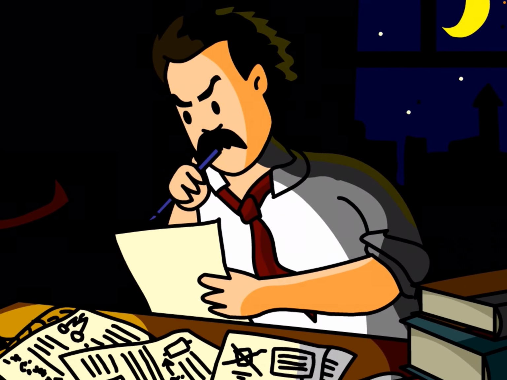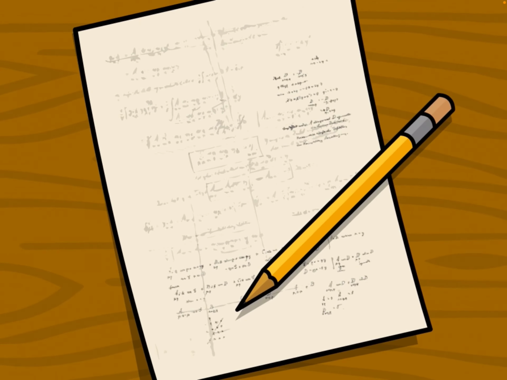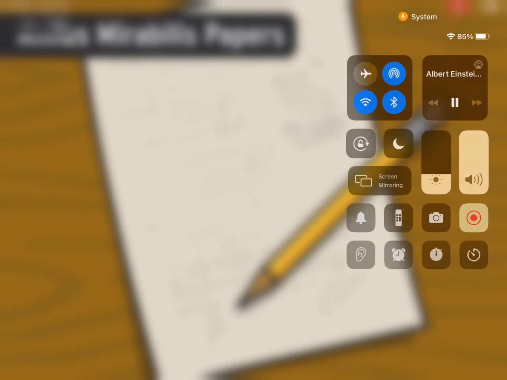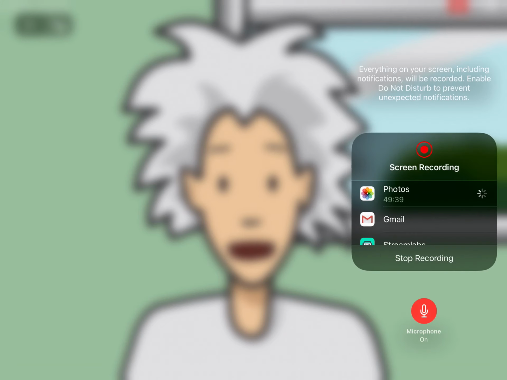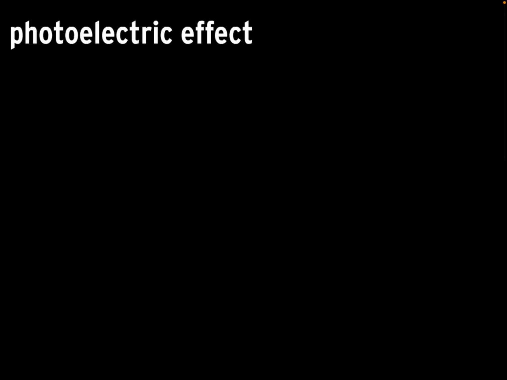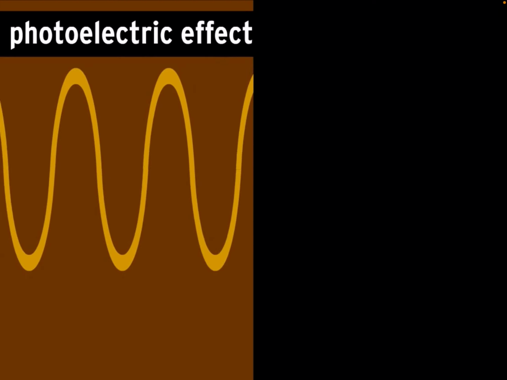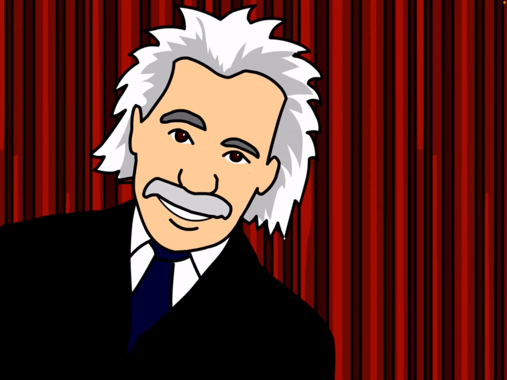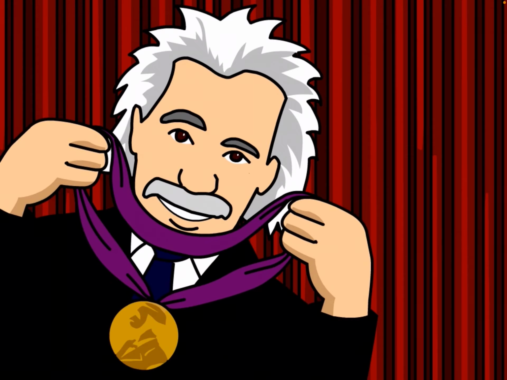Finally, in 1905, all the hard work started to pay off. At age 26, Einstein published 4 papers that would forever change the course of physics. They later became known as the Annus Mirabilis papers. Oh, Annus Mirabilis is Latin for wonderful year. The first paper, on the photoelectric effect, described how light acts both as a wave and as a particle at the same time. Einstein won the Nobel Prize for that one in 1921.